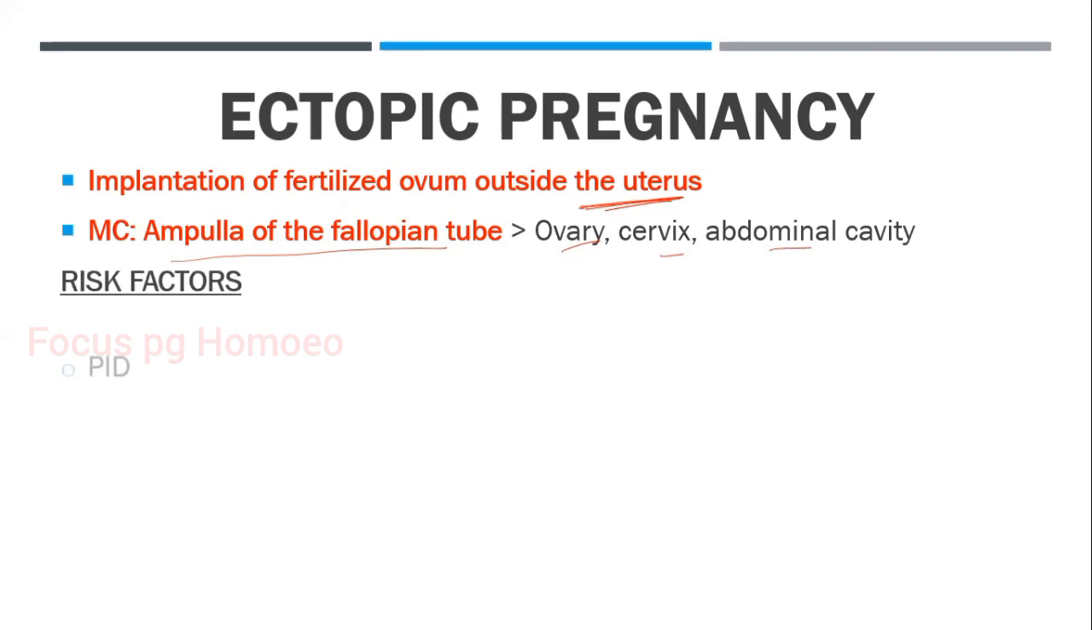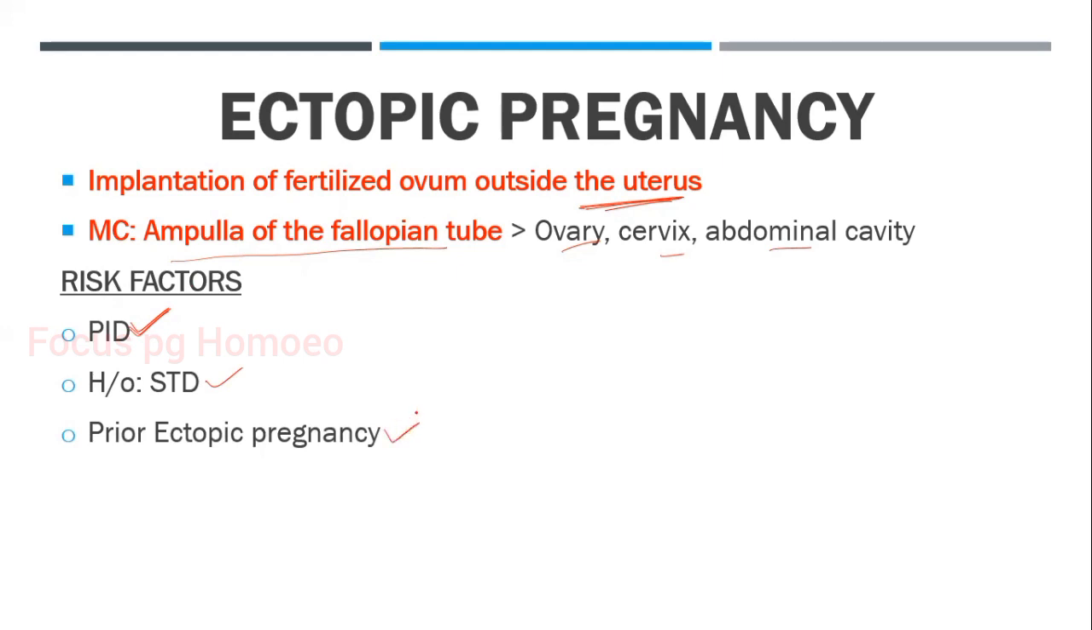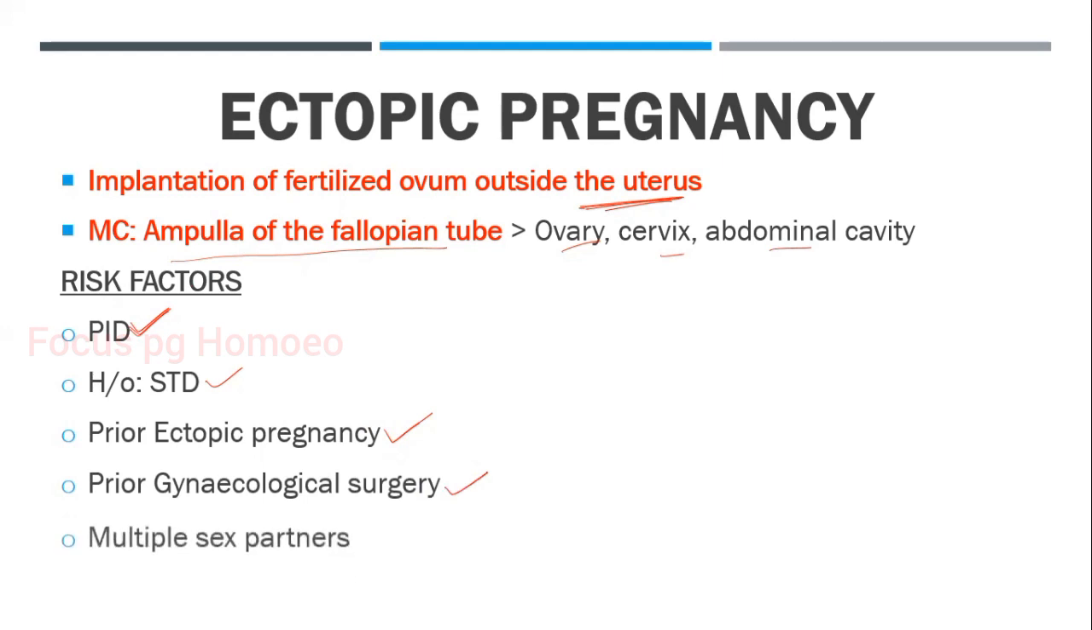The risk factors of ectopic pregnancy include PID. One of the common conditions associated with ectopic pregnancy is pelvic inflammatory disease and a history of any sexually transmitted diseases. Prior ectopic pregnancy: if there was a history of ectopic pregnancy and the woman has got pregnant again, then again the woman is prone to get ectopic pregnancy. Prior gynecological surgery and multiple sex partners are also seen as risk factors. And POP, progesterone only pills.